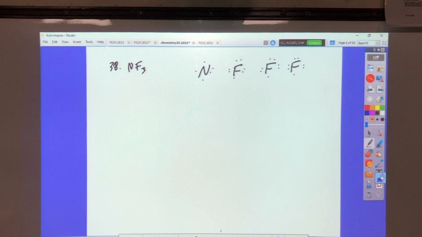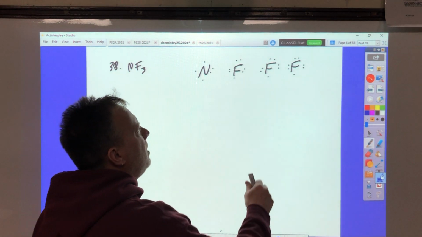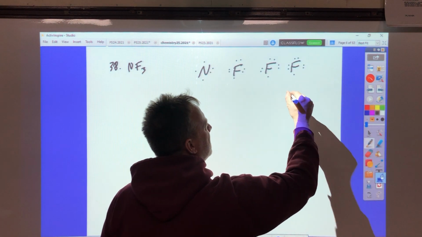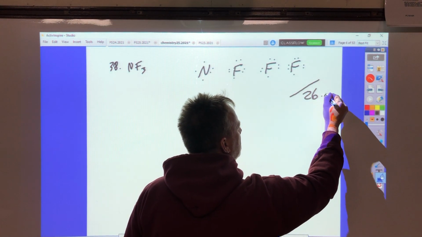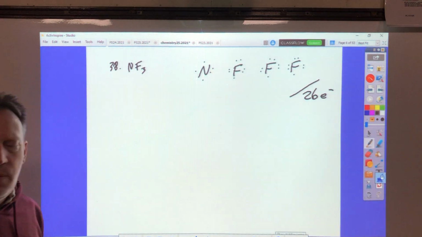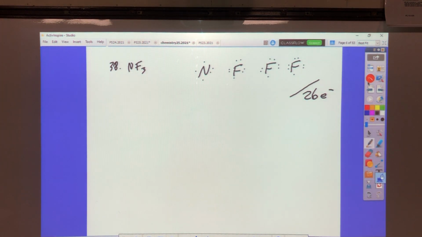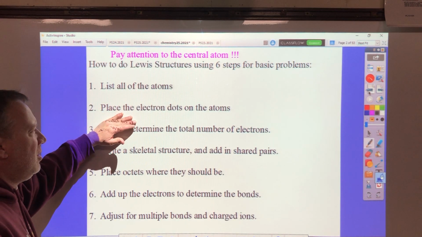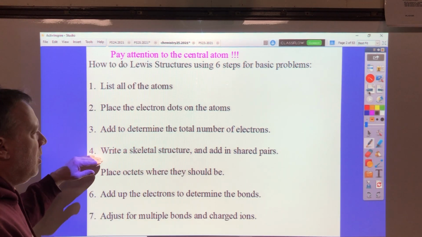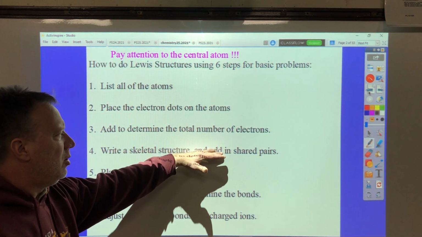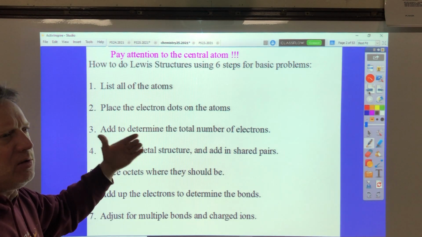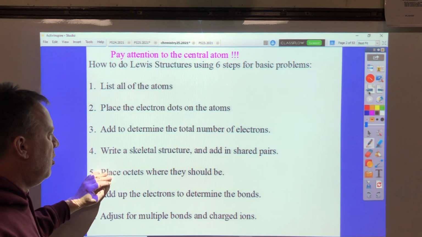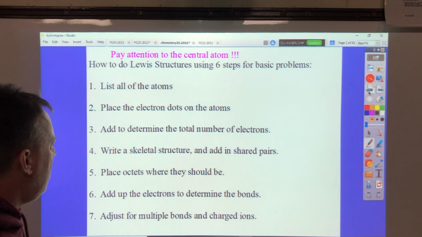Next thing you do is you add them up. That's what the rules say. 7 times 3 is 21, 22, 23, 24, 25, 26. The next thing is, I'll go back and show you. So we listed all the atoms, placed the electron dots, added them up. We're going to pick a central atom and write a skeletal structure. In this case, it's probably the nitrogen. It's the odd one out. Nitrogen's closer to carbon than fluorine is. Then we'll put the octets where they should be and add them up.